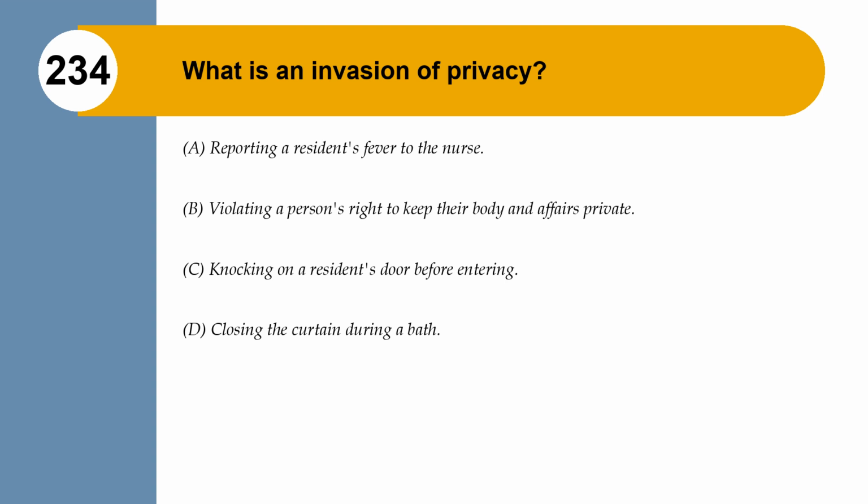Option A, reporting a resident's fever to the nurse. Option B, violating a person's right to keep their body and affairs private. Option C, knocking on a resident's door before entering. Option D, closing the curtain during a bath.